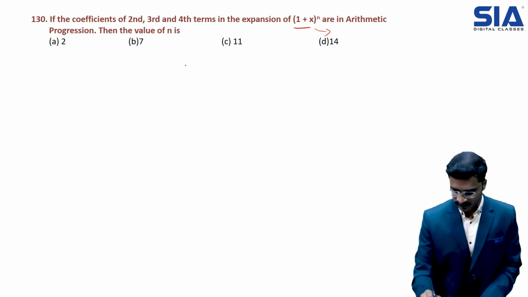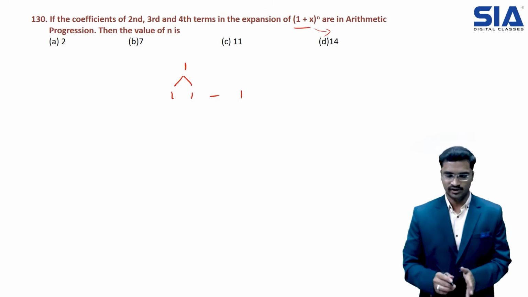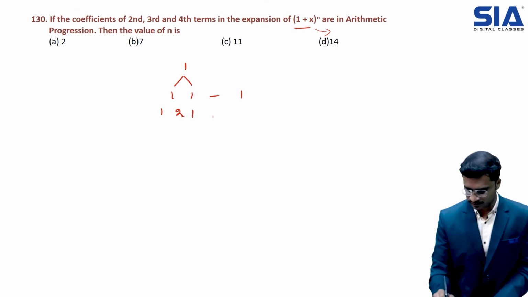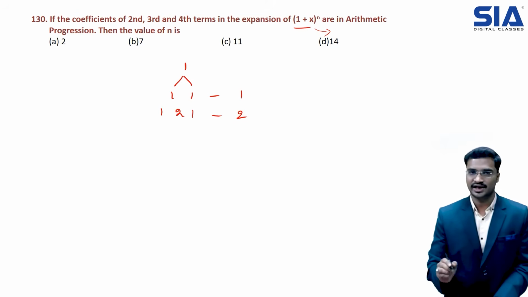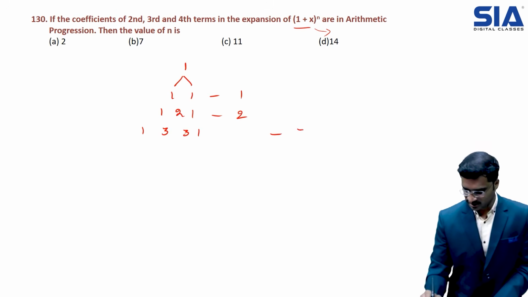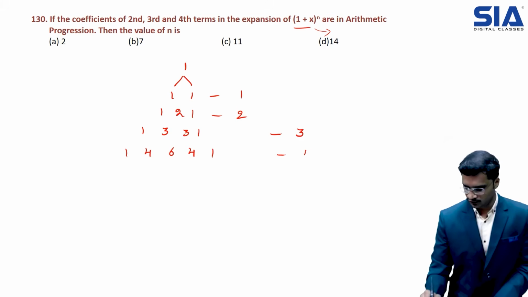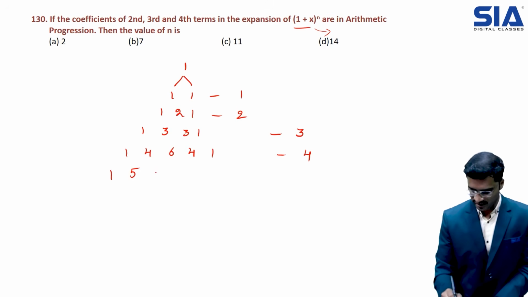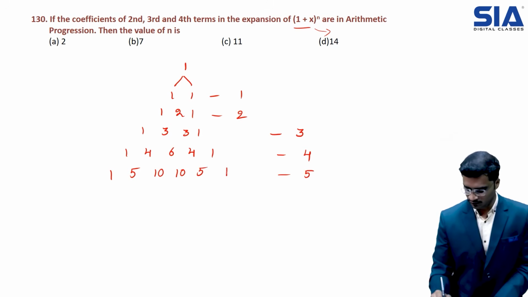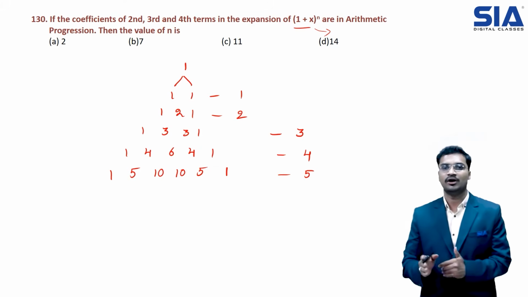So let us see. 1 1. This is the coefficient of a binomial expansion with degree 1. Then 1 2 1. This is the coefficient of second degree. Then 1 3 3 1. This is third. 1 4 6 4 1, fourth. Then 1 5 10 10 5 1, fifth. So what we have to check is whether the second, third, fourth terms are in arithmetic progression or not.